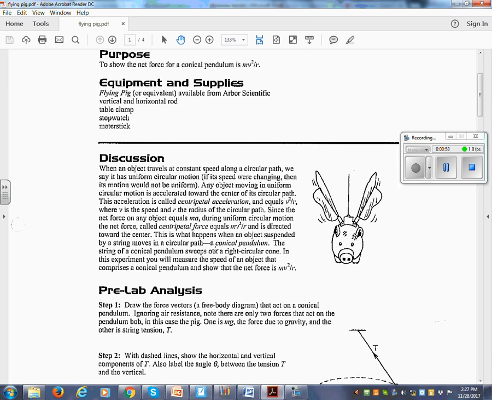So this thing here is called a conical pendulum. A regular pendulum, like a grandfather clock, just goes back and forth, like so, right? So this guy is not going to fly back and forth. He's going to fly in a circle. So he's what's called, or she, I don't know Floyd's gender. It's a guy. Yes, it's a genderized pig. It is called a conical pendulum. The string of a conical pendulum sweeps out a right circular cone. In this experiment, you will measure the speed of an object that is comprised of a conical pendulum and show that the net force is indeed mv squared over r. So we're just sort of verifying this, that's all.